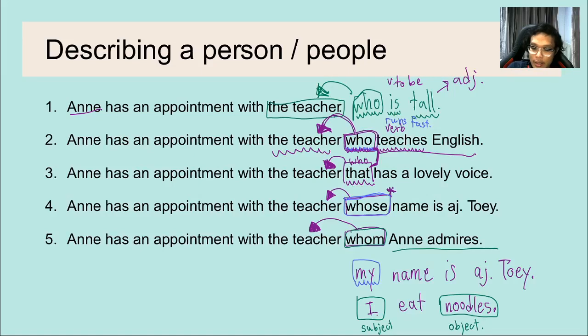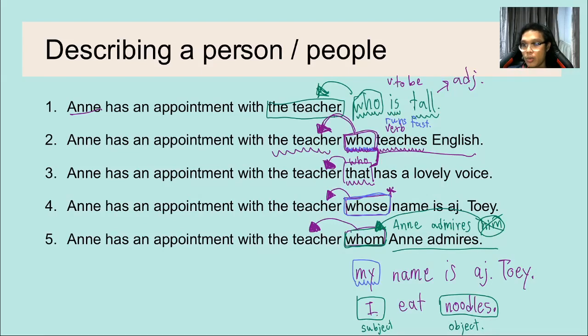So actually this one comes from Anne admires him, right? But whenever we use whom, we somehow throw the object to the relative clause and we just cut this out, so it can convey the same meaning that Anne has an appointment with the teacher who Anne admires him, whom Anne admires.